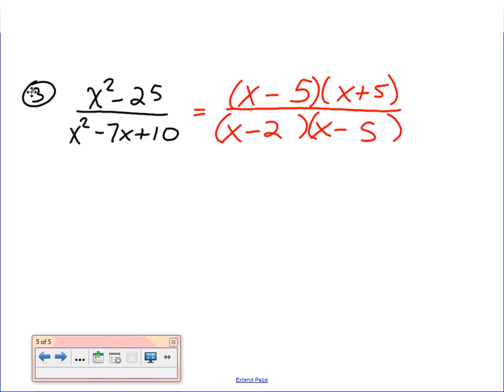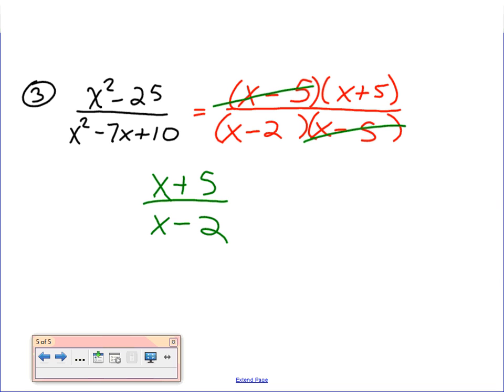Now we're looking to see if there's anything we can cancel out. Do y'all see anything we can cancel out? The x minus 5. Those are the common factors, which means you're going to be left with x plus 5 for your numerator, x minus 2 for your denominator.